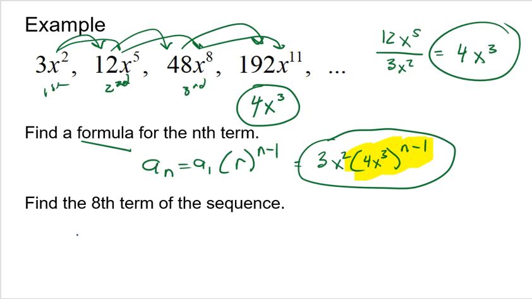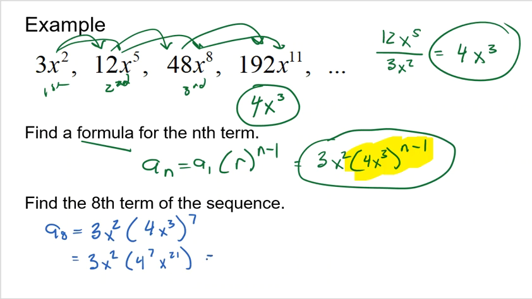So how do you find the 8th term? Well, again, n is the term number. So if I want to find the 8th term, I'm just going to plug in 8 for the n. Again, my answer is going to have an x in it still. So I have 3x squared, 4x cubed, raised to the 7th. Again, 8 minus 1 is 7. Now I can clean this up because 4x cubed to the 7th is going to be 4 to the 7th, x to the 21st. And then let's see here, 4 to the 7th is, big number, 16,384 times x to the 23rd.